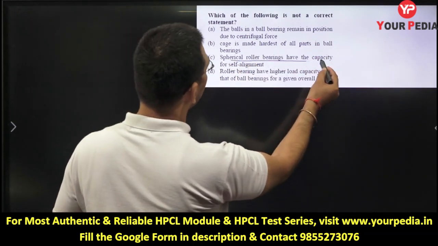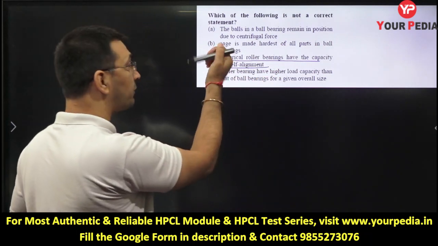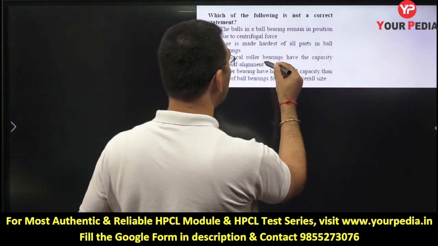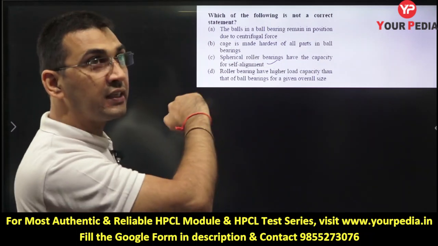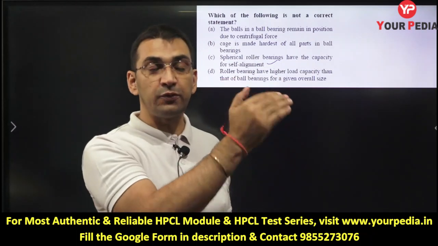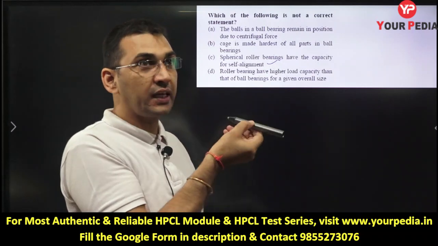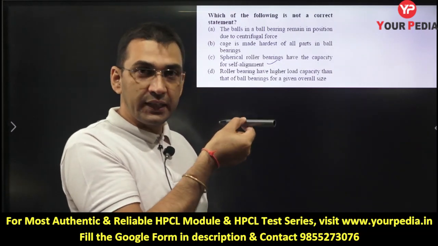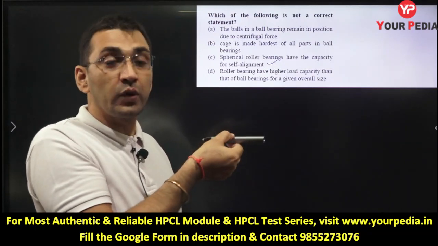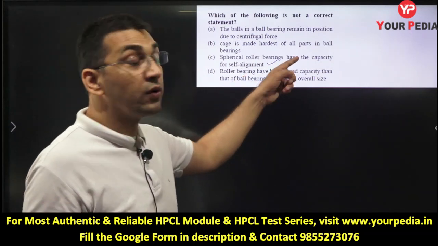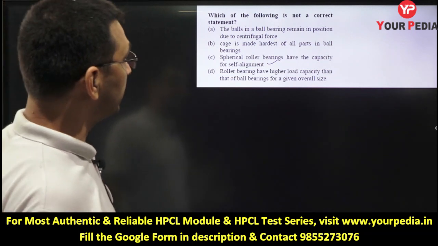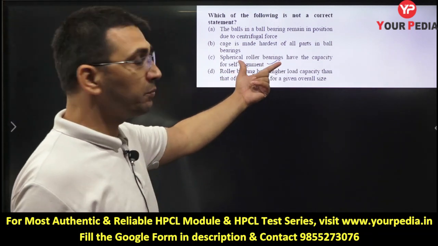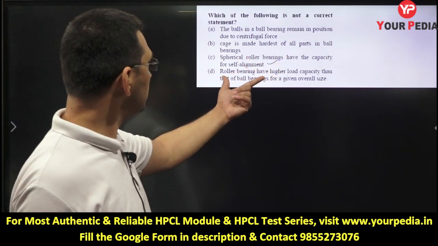Spherical roller bearings have capacity for self-alignment. This is factual information. Spherical roller bearings jo hai wo kya kar sakti hain, you provide the outer race curved portion, to aapka jo shaft agar halka phulka tilt ho bhi, right, misalignment ho, usko adjust kar sakta hai. So, ye to correct hai, you have to know this. In any case, basic understanding honi chahiye. Matlab, that means you must have studied it.